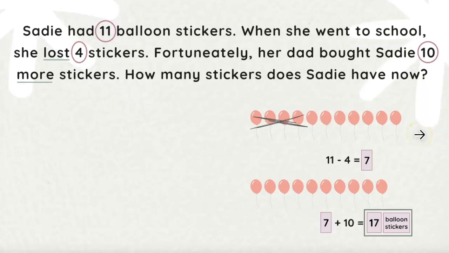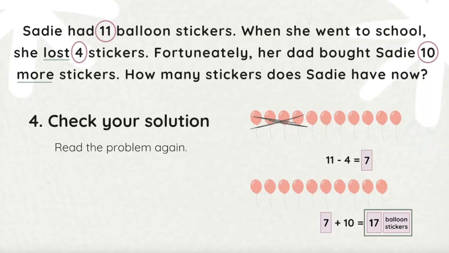Now that we've solved it, let's check our solution. We need to read the problem again. Sadie had 11 balloon stickers. When she went to school, she lost 4 stickers. Fortunately, her dad bought Sadie 10 more stickers. How many stickers does Sadie have now? Then we need to ask ourselves, does my answer make sense?